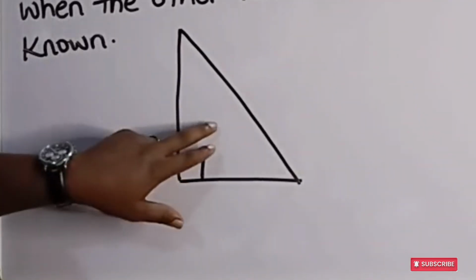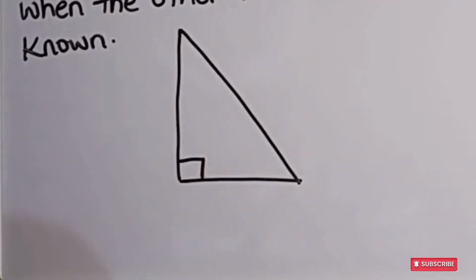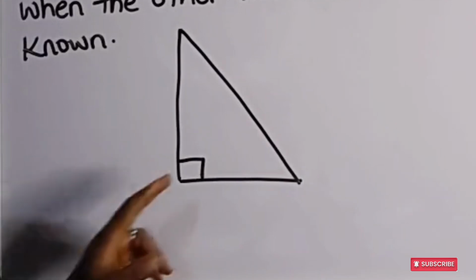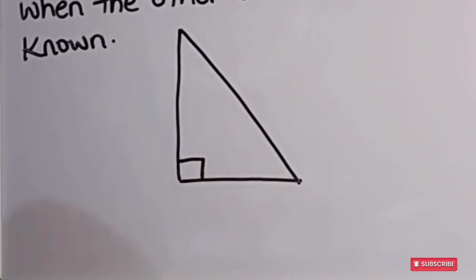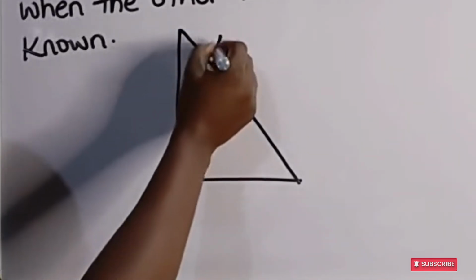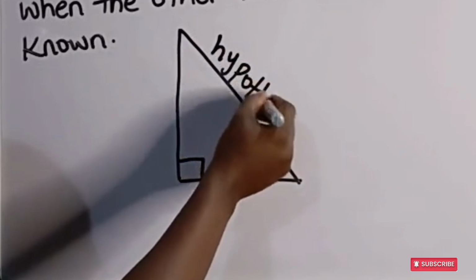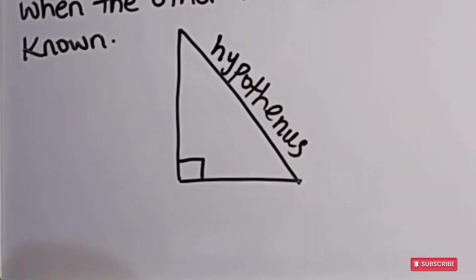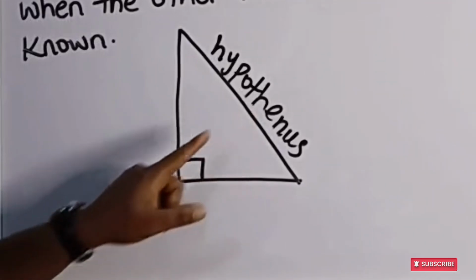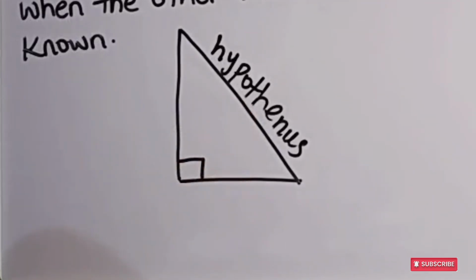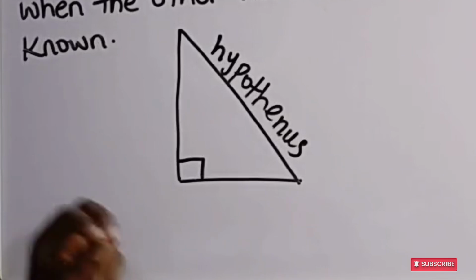So whenever you have a right angle triangle, the first thing you take note of is the side that is opposite the 90 degrees. The side opposite the 90 degrees is called the hypotenuse. It is always opposite the 90 degrees. So first thing you locate is the 90 degrees. The next thing you locate is the side opposite the 90 degrees.